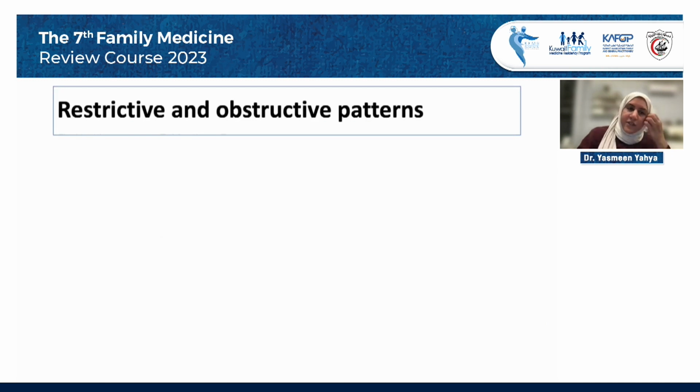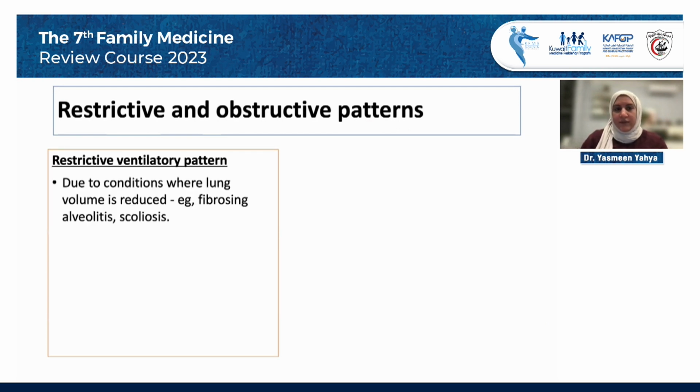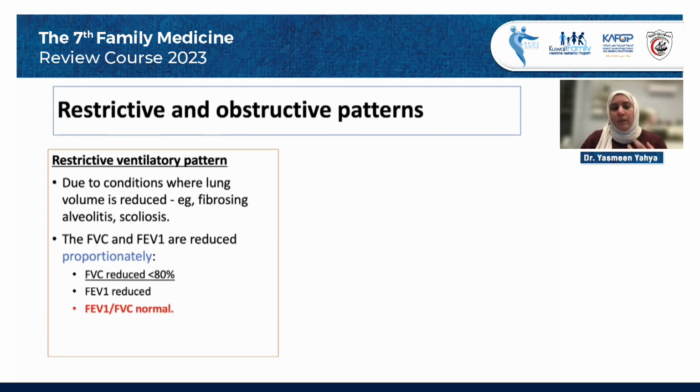Now let's differentiate between the restrictive and obstructive patterns. The restrictive ventilatory pattern is when there's a problem in the lung itself, so the lung volume is reduced, and that's why both the FVC and FEV1 are reduced, and they're proportionally reduced. So here, usually the FVC will be reduced to less than 80%, FEV1 will be reduced, and because they're both proportionally reduced, the ratio between them will be normal or near normal.